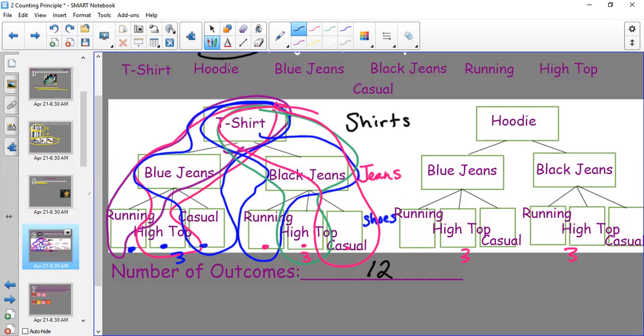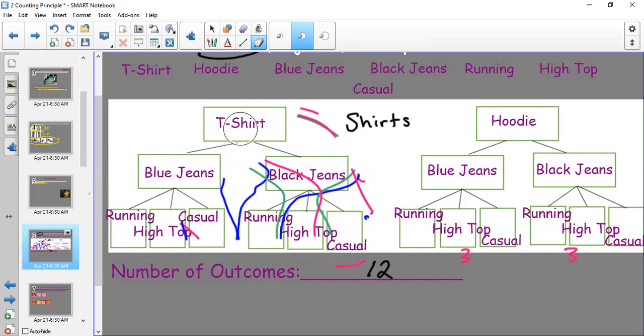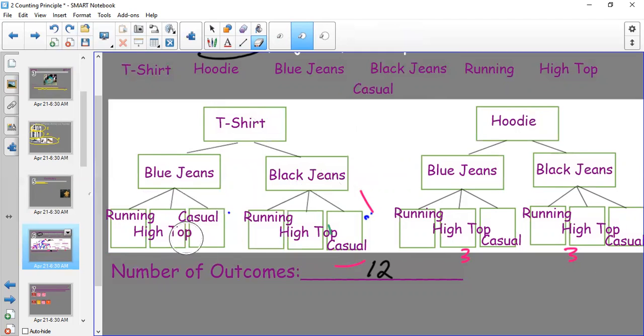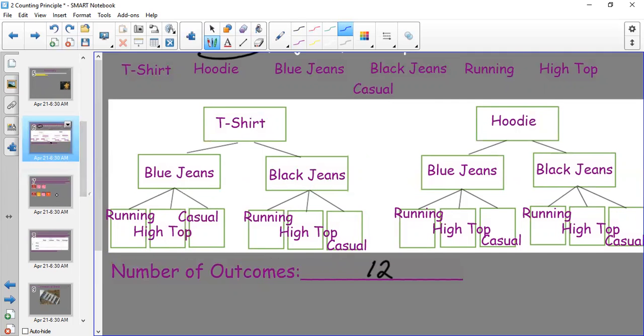So what we just did is we created a sample space by using a tree diagram. So this is a sample space. It shows all the different possibilities, and it's a tree diagram because it keeps branching out. Okay, so let's try to create a sample space with a different method.